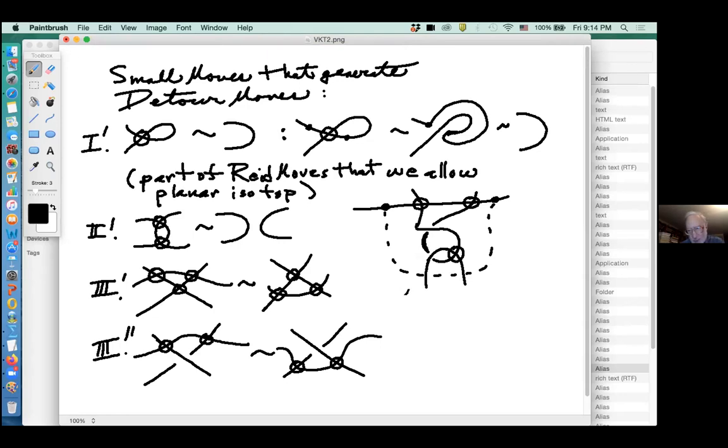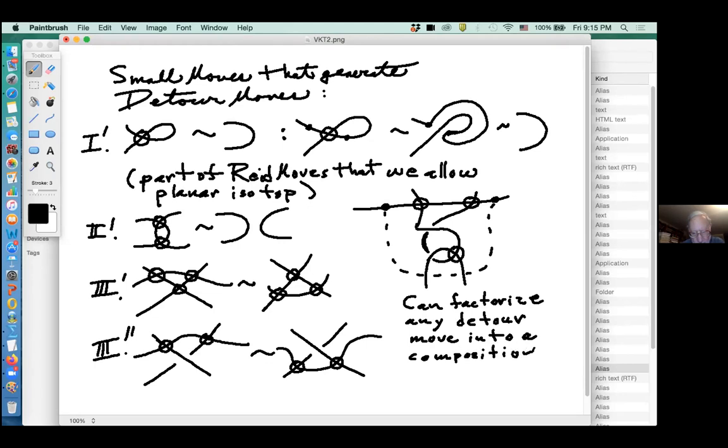It's not hard to see that you can factorize any detour move into a composition of small moves.